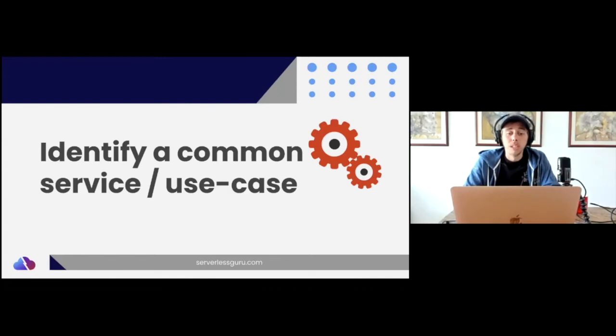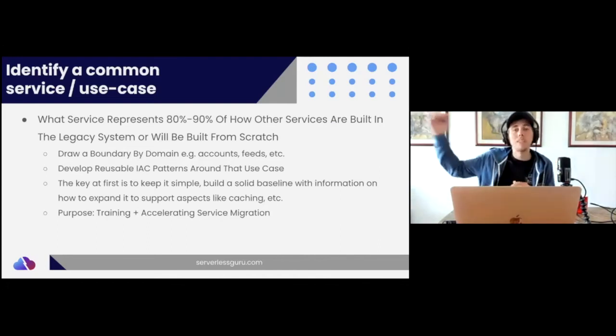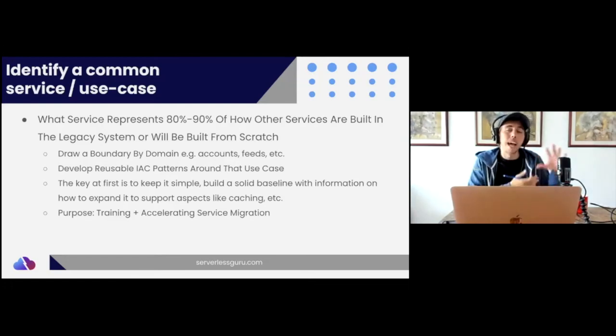So when it comes to doing this, how do you even go about adopting serverless, right? The thing that we want to look at is identifying a common service or use case. The question I usually like to look at is what service represents 80 to 90% of how other services are built in the legacy system or will be built from scratch? If we can identify, okay, we're going to be building a REST API, and that REST API is going to have a similar makeup to every other API that we build, then what we really need to focus on is laying a strong foundation for a REST API. Everything else that comes past that point will be extra things on top of it.